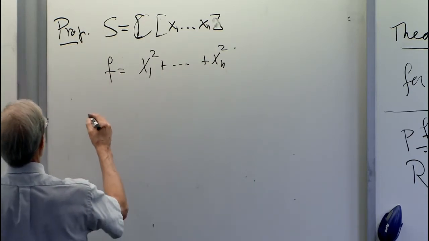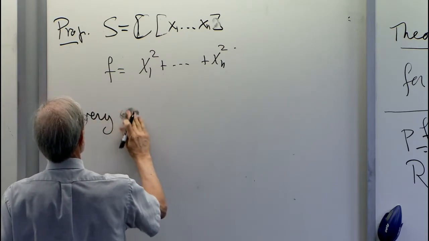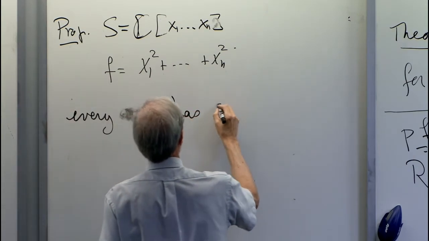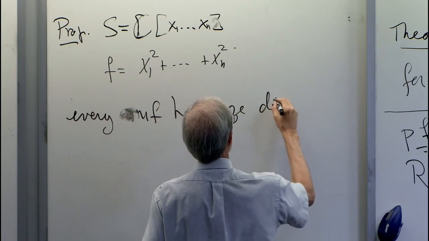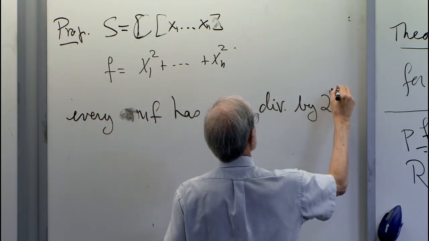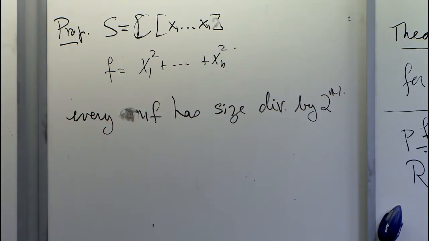So every matrix factorization has size divisible by 2 to the n minus 1. Maybe n minus 1 divided by 2.